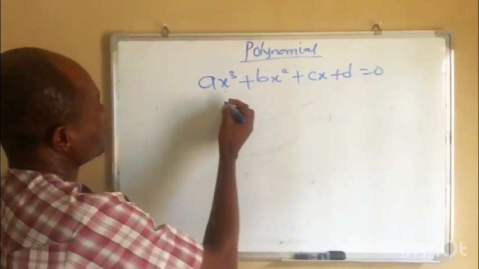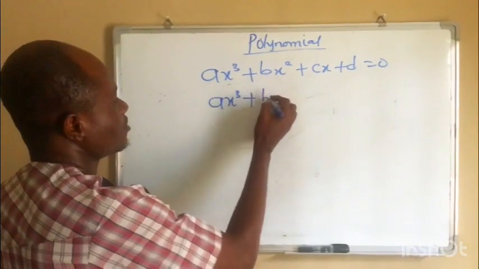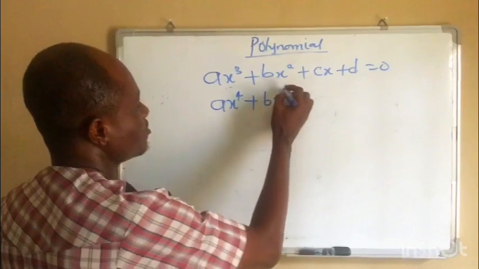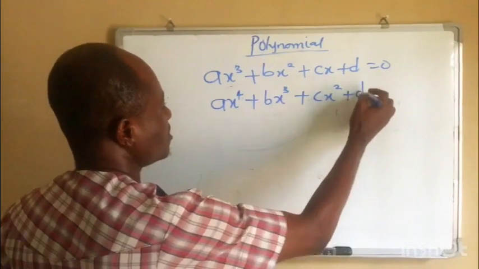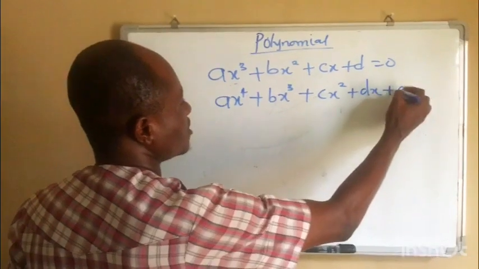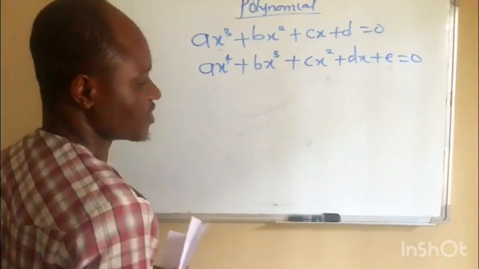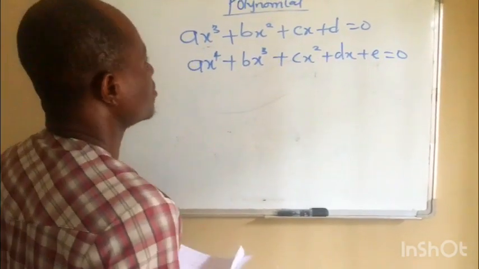Also, if we have the highest power to be 4, like this, ax to the power 4 plus bx to the power 3 plus cx squared plus dx plus e equals 0, the highest power of the unknown variable here is 4. We can also refer to it as a polynomial.